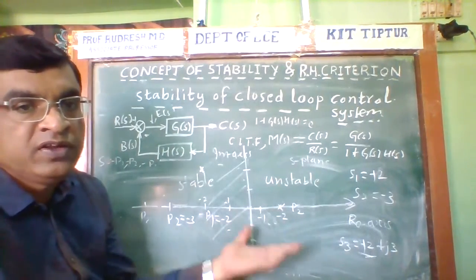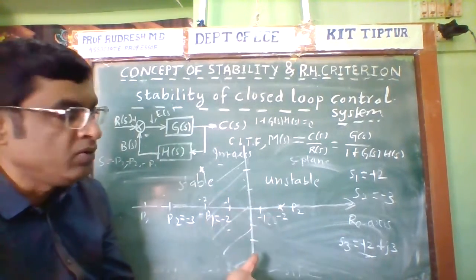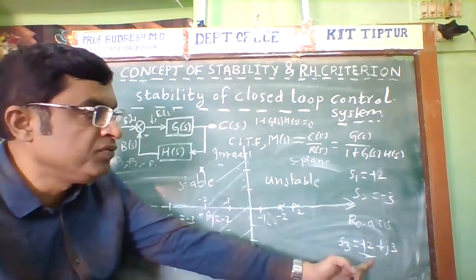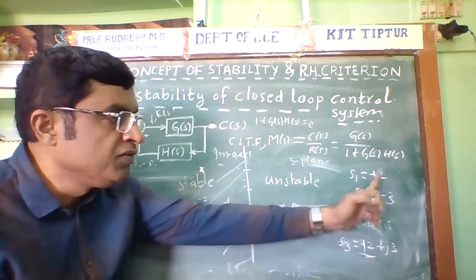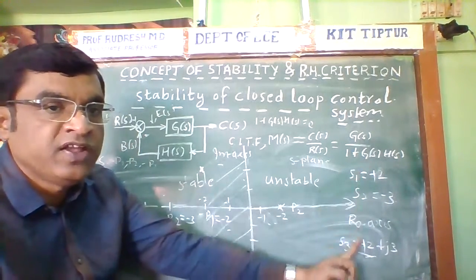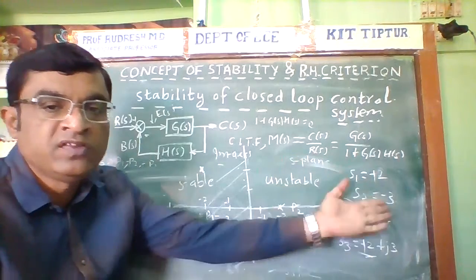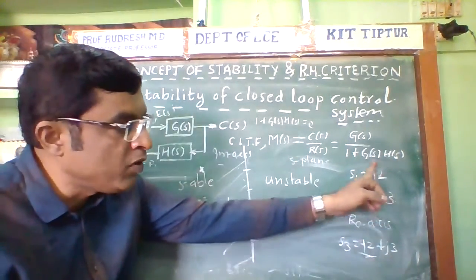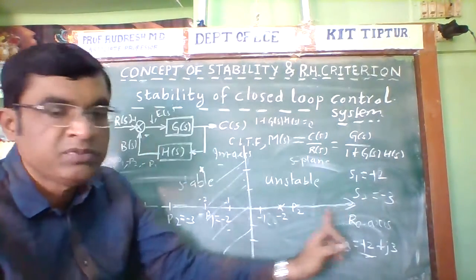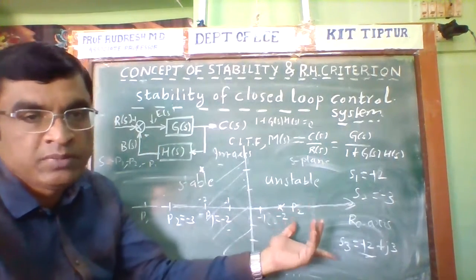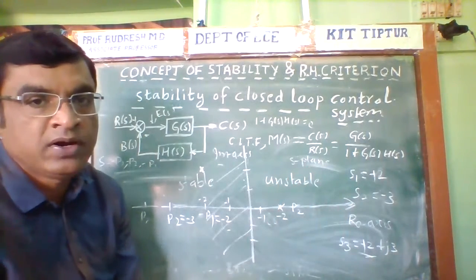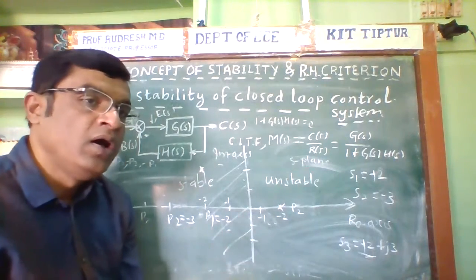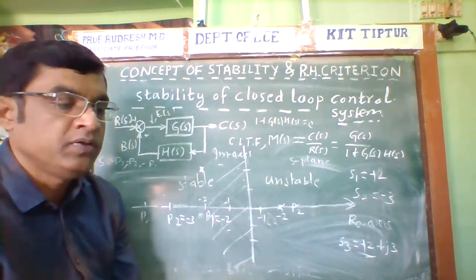Also, if the characteristic equation is a third order equation, then there are three roots: first root, second root, and third root. If all the roots have negative real parts, then the system is stable. If any one root of the characteristic equation has a positive real part, or is a complex number with a positive real part, then the system is automatically unstable. These things are very important because when we analyze system stability by using the RH criteria or root locus, we should remember them.